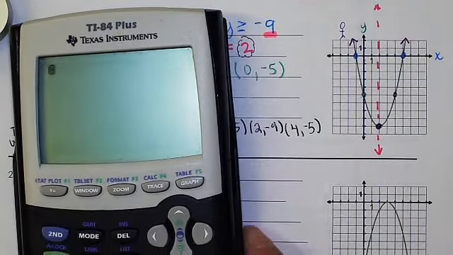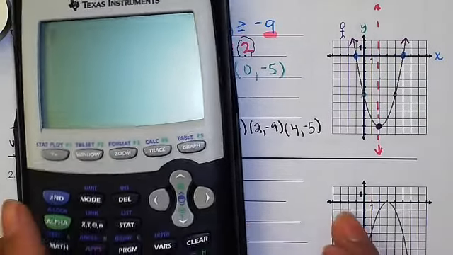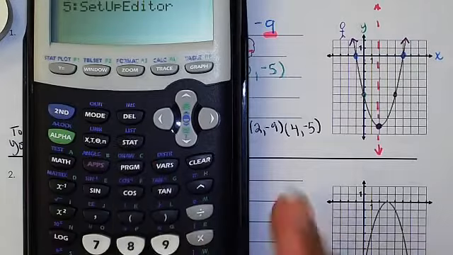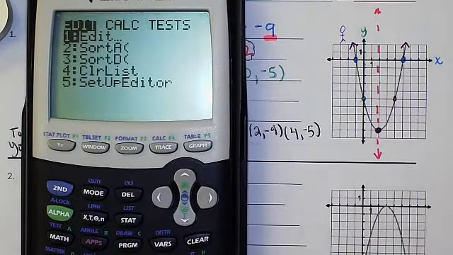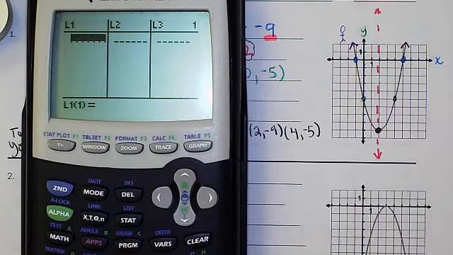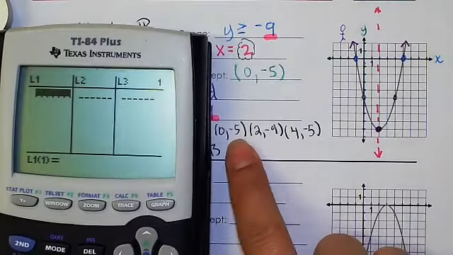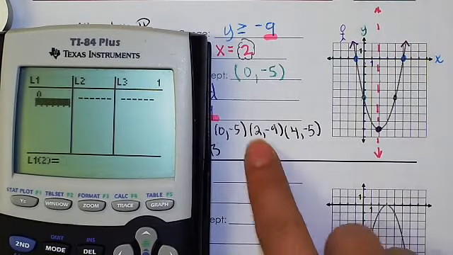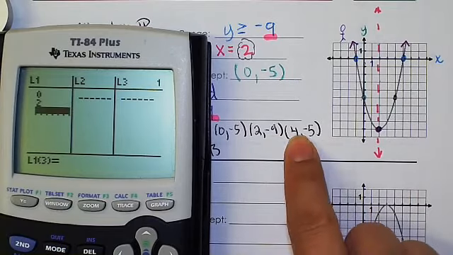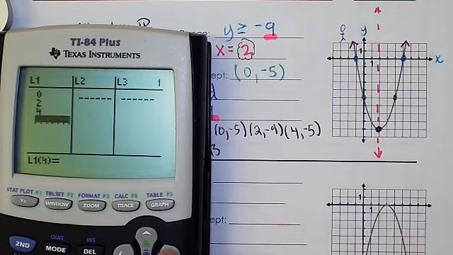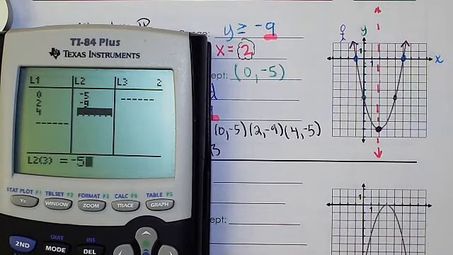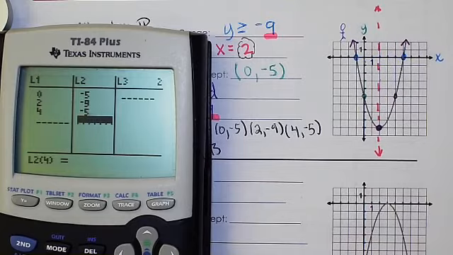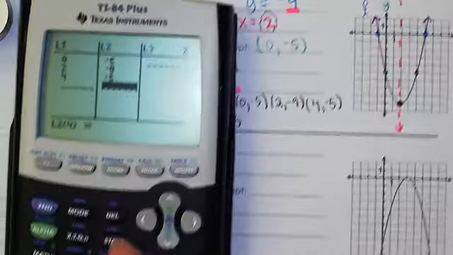You're going to go to your calculator. You're going to go to Stat. Okay? You're going to enter on Edit, and you are going to type in your ordered pairs. 0 is the x value of the first one. 2 is the x value of the second ordered pair, and then 4. Then I go over here. -5 was the partner of 0. -9 was the partner of 2. And -5 was the partner of 4.